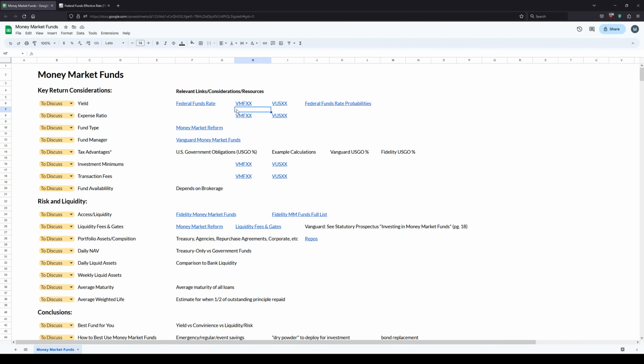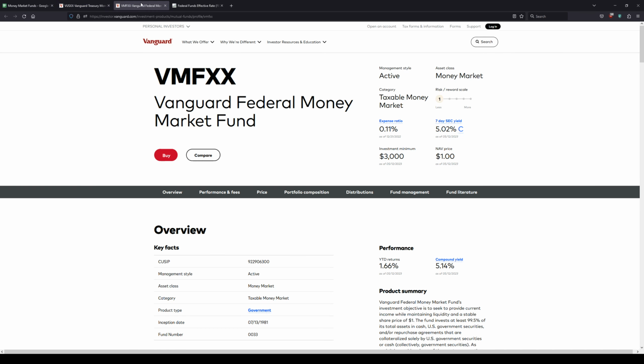Most funds will advertise right up front what their yield is. As an example, let's take a look at two money market funds. These money market funds are offered by Vanguard as their federal money market fund, as well as their Treasury money market fund. In this case, there's a lot to cover, but we're going to start first with just the yield. What you want to look for when comparing money market funds is the 7-day SEC yield, which should be pretty clearly stated for most funds.